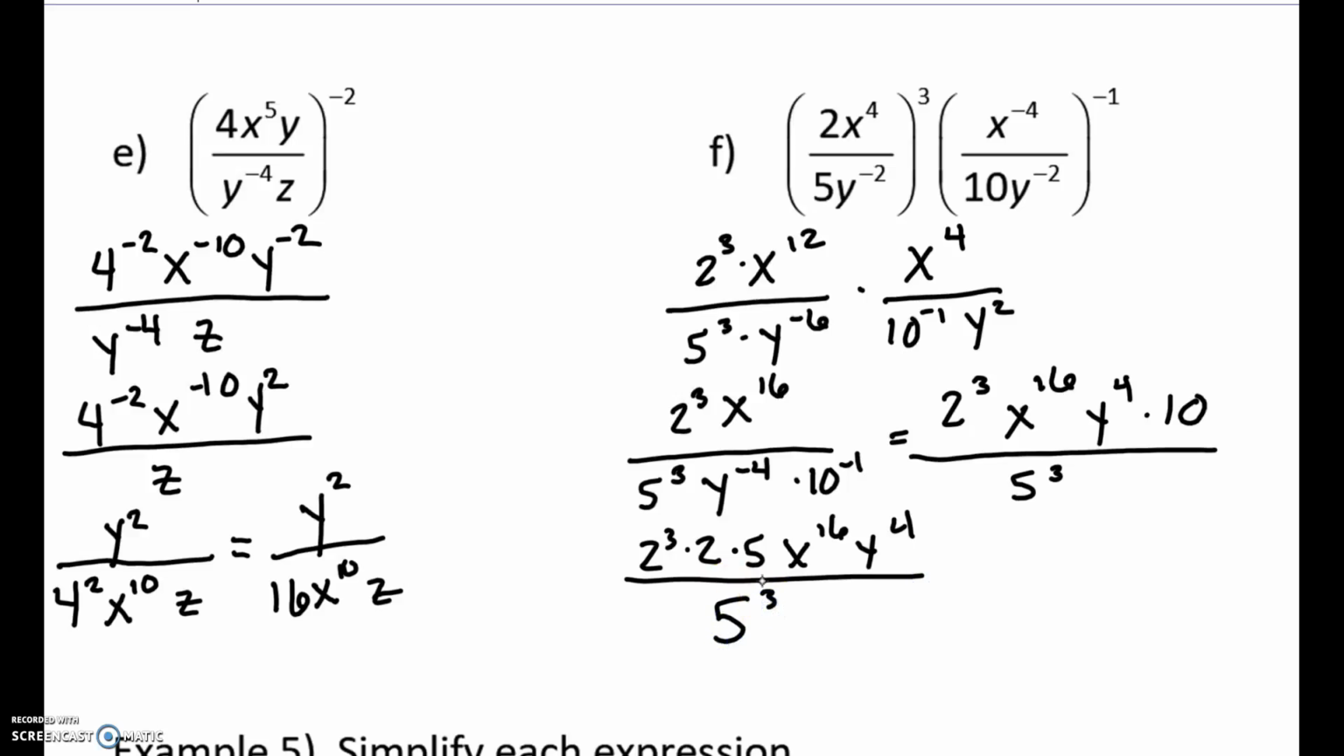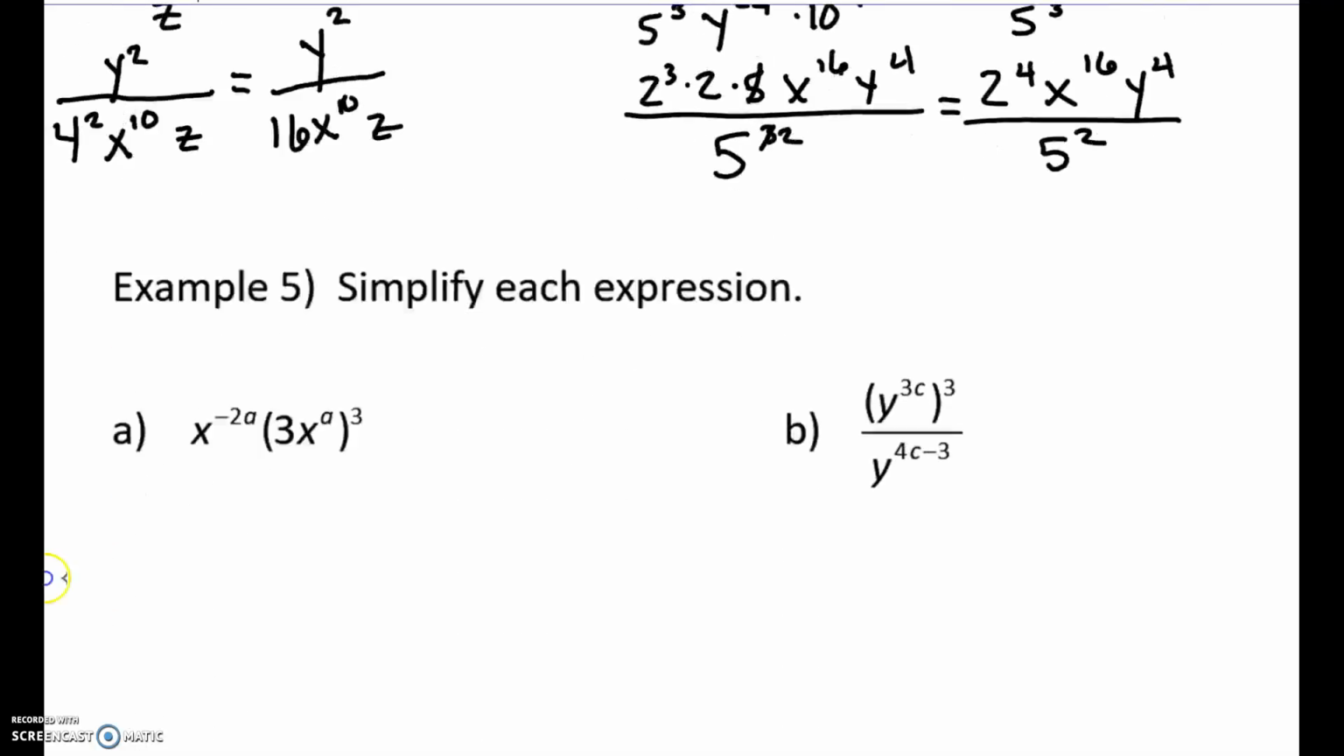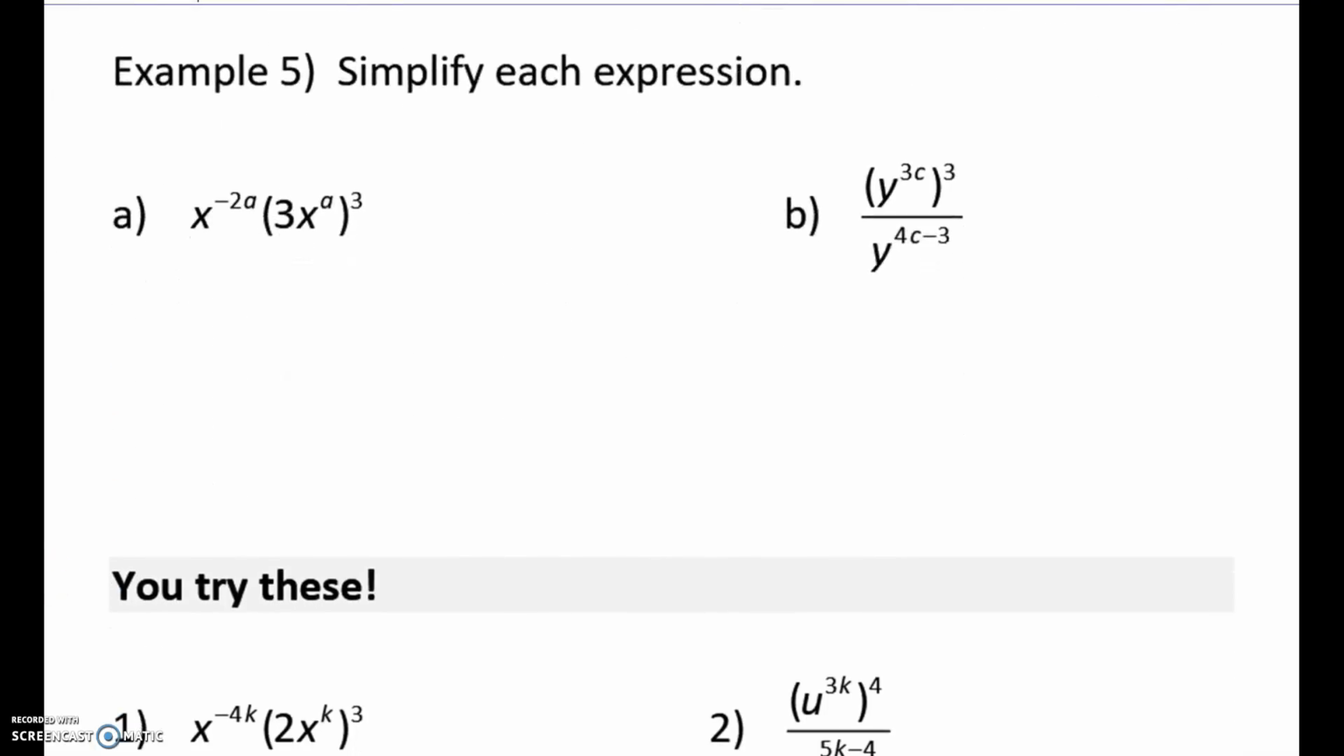When I'm looking at this, I can cancel this 5 here to make that a 5 squared, and these guys here can simplify, so I get 2 to the 4th, x to the 16th, y to the 4th, over 5 squared. If I wanted to take that a step further and multiply out the numbers, I could. I am, however, not going to. All right, let's take a look at some other yucky ones.